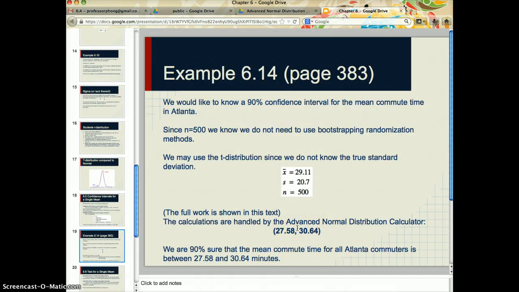Note this is a little bit off from what's given in the book. But from this we can say we are 90% sure that the mean commute time for all Atlanta commuters is between 27.58 and 30.64 minutes. And that's how you compute a confidence interval using the t-distribution.